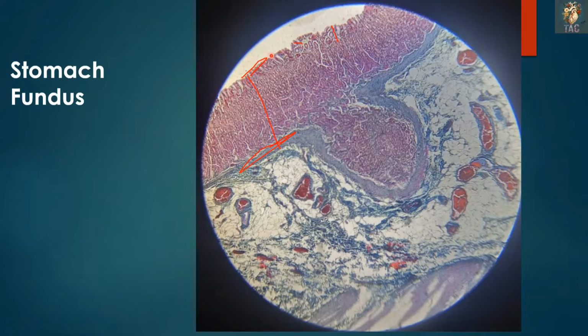So this is the slide of the stomach, and looking at the depth of the pit you can identify that this may be the slide of the fundus. Another point for identifying the slide of the fundus is the presence of parietal cells in the bases of the glands. At low magnification you are unable to see the parietal cells. To identify them we have to move on to higher magnification.